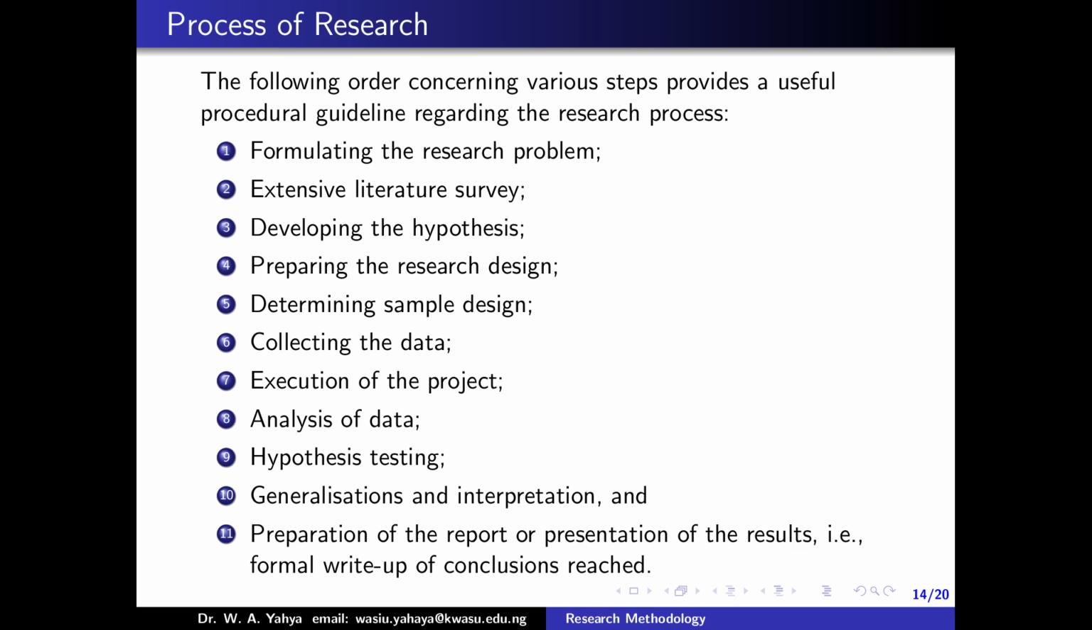Then extensive literature survey. After you have identified the research problem, then you need to do an extensive literature survey. You need to go to the literature and study what has been done so far, what has been reported. For example, somebody wants to do a research. The research problem is finding alternative sources of electricity in Nigeria. So it means you must look at literature, that is, papers that have been published or books that have been written on alternative sources of energy. So you need to study them in detail.